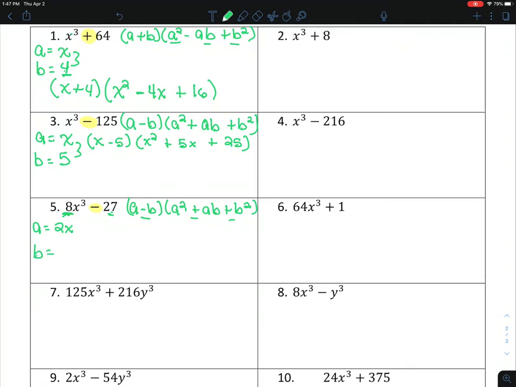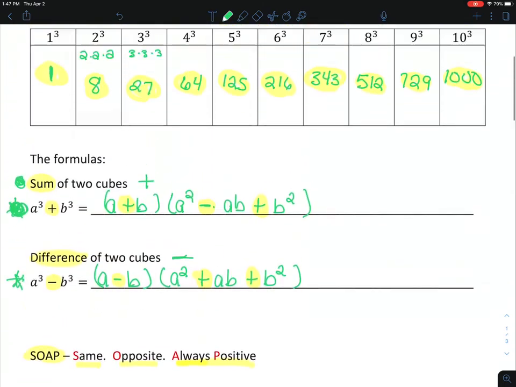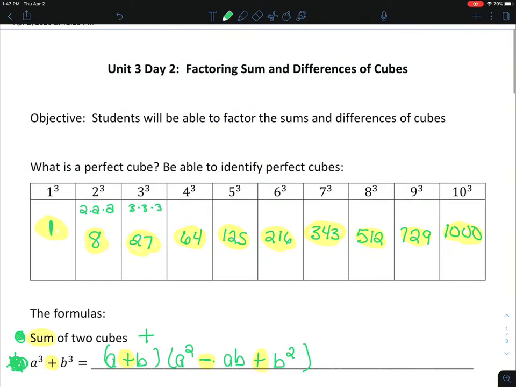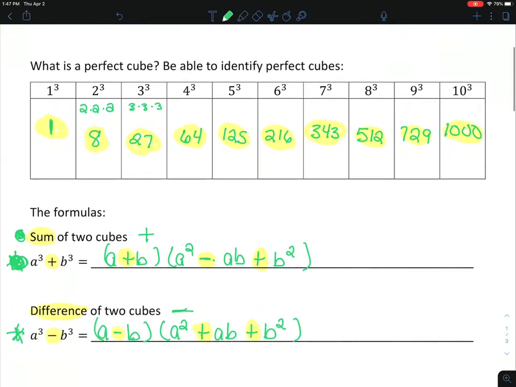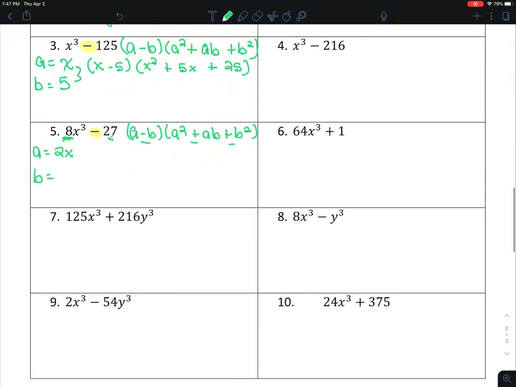And b, once again, if we go back up, what can we cube to get 27? And we see that that answer is 3. So 3 cubed is 27. I hope you guys have written these down because it's going to make your life a whole lot easier to have those written down. I'm sorry, I shouldn't write and talk at the same time. Okay? So now, once again, we just plug it into our formula.